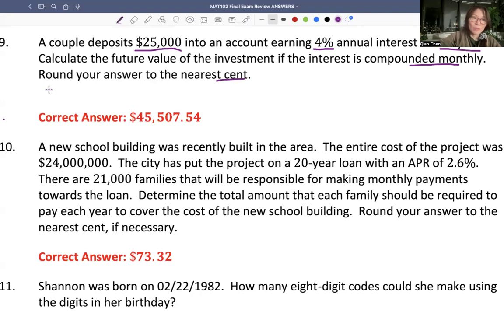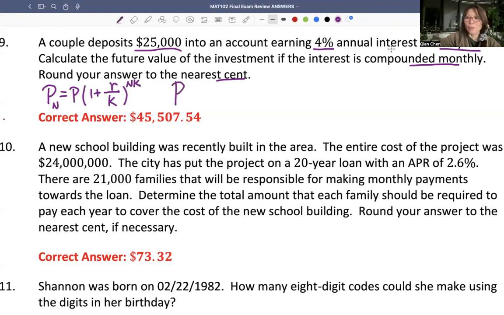So remember the formula. The amount of money after n years equals the principal multiplied by 1 plus the annual interest rate divided by how many times compounded in a year, then raised to the power n times k. So we're going to use this formula. We just plug in.